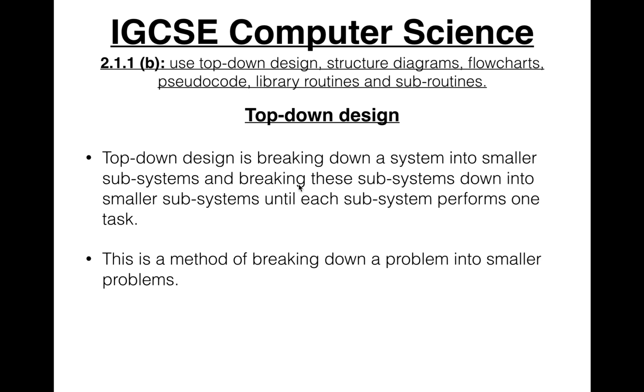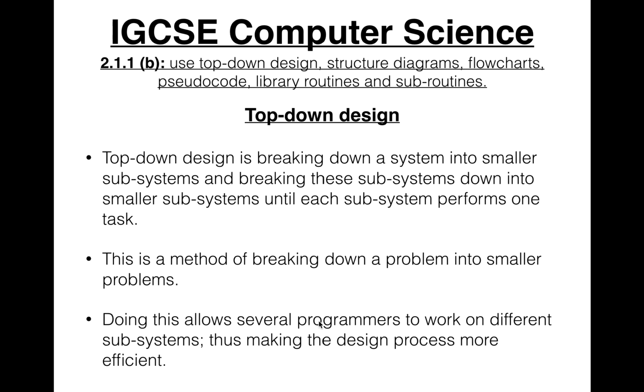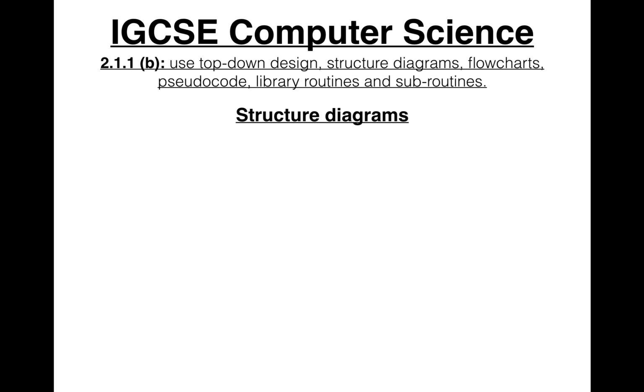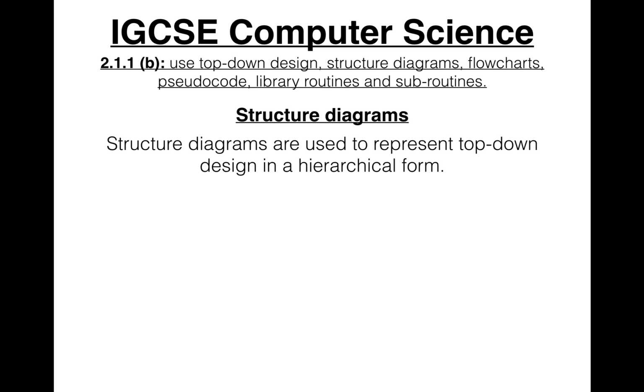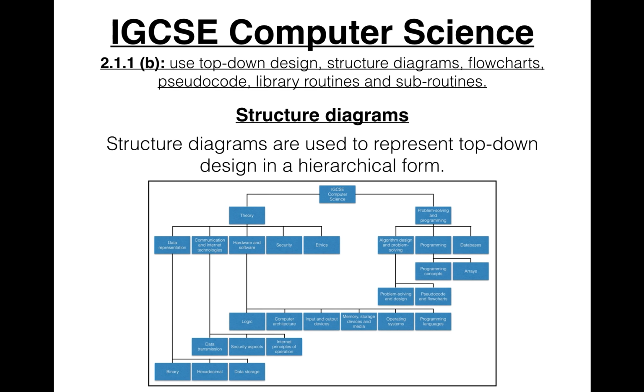Top-down design is a method of breaking down a problem into smaller problems. Once we look at structure diagrams, you'll see what this means. Doing this allows several programmers to work on different subsystems, and this makes the design process more efficient. We had a look at one structure diagram in the last video. Structure diagrams are used to represent top-down design in a hierarchical form.